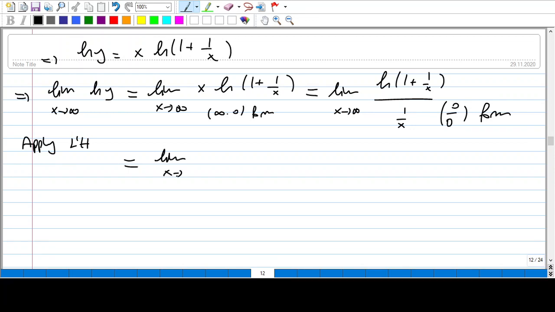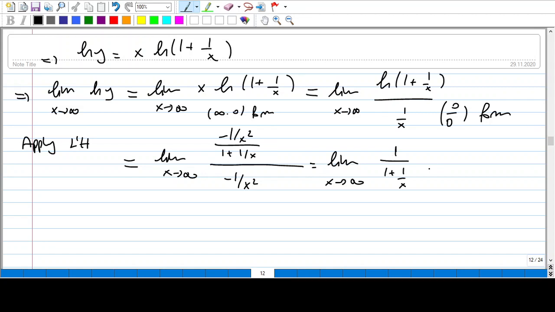Limit as x goes to infinity. If we apply L'Hopital, for ln(1 plus 1 over x) we have minus 1 over x squared over 1 plus 1 over x, over the below term, minus 1 over x squared. So the minus 1 over x squared terms will cancel each other. In the next stage we have, as x goes to infinity, 1 over 1 plus 1 over x. Whenever x tends to infinity, 1 over infinity is 0, so we have 1 over 1 plus 0, which is 1.